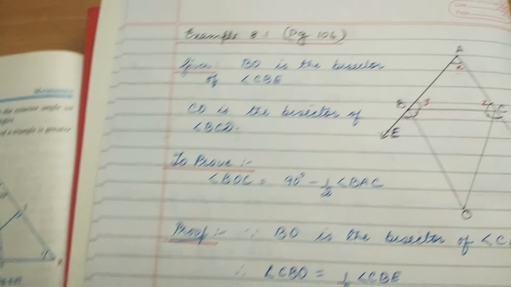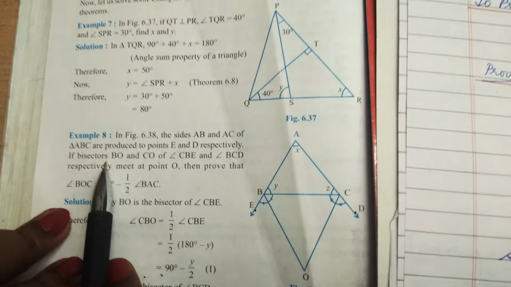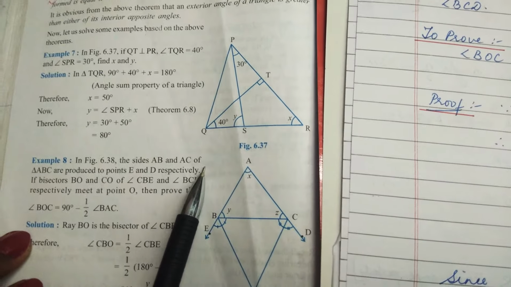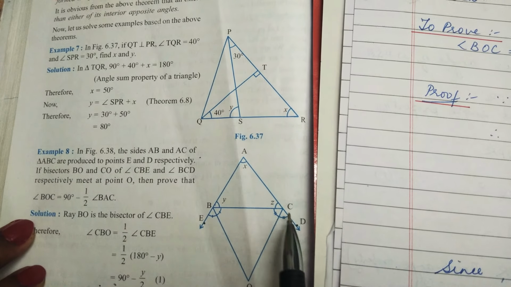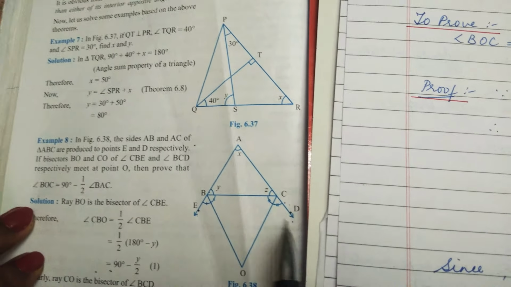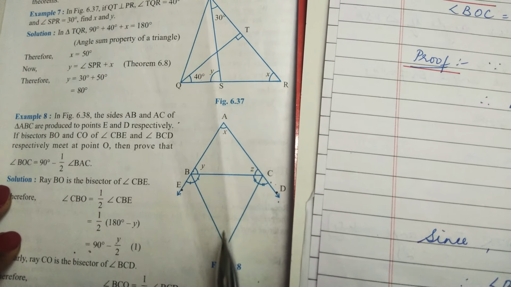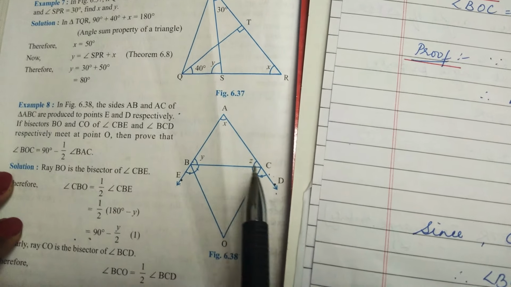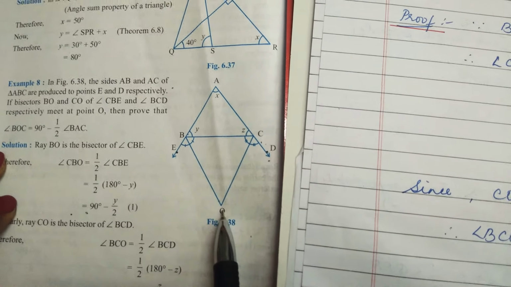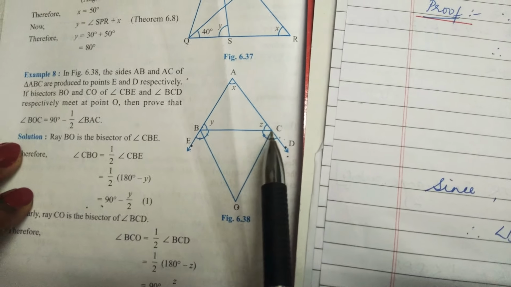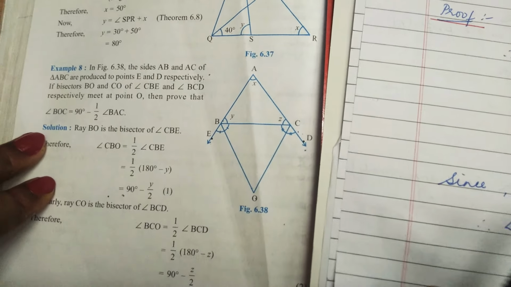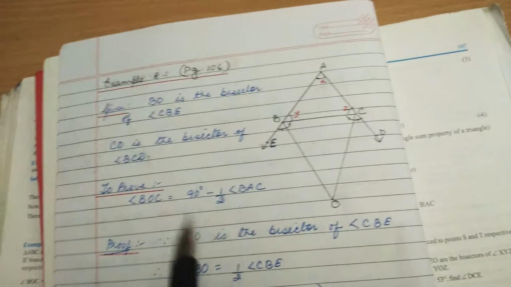Children, we will do one example of NCERT, example 8, which is very important. It is given that in figure 6.38, the sides AB and AC of triangle ABC are produced to E and D respectively. If the bisectors BO and CO of angle CBE and angle BCD respectively meet at point O, then prove that angle BOC equals 90 degrees minus half angle BAC. So let us prove it. This is a very important question.